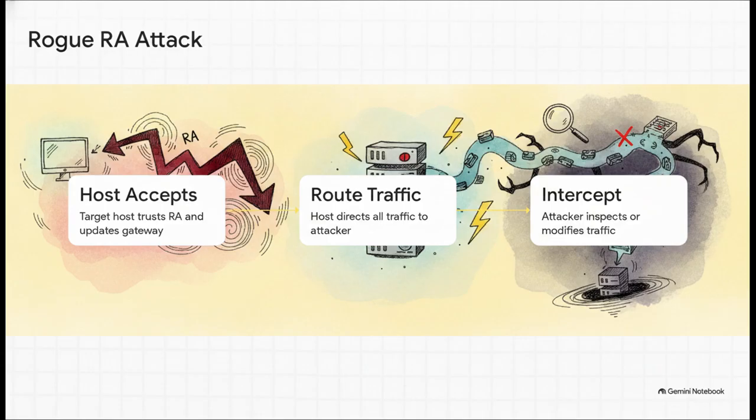So, step 1, literally any host on a link can send out a forged router advertisement, and the target hosts will just blindly trust it and update their gateway. Step 2, those hosts immediately start directing all their traffic to the attacker's gateway. And step 3, the attacker easily intercepts, modifies, or just drops that traffic entirely.